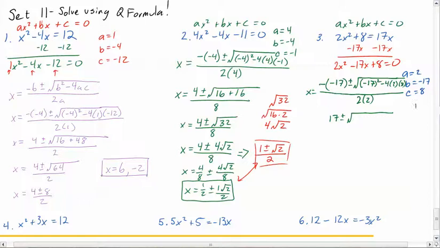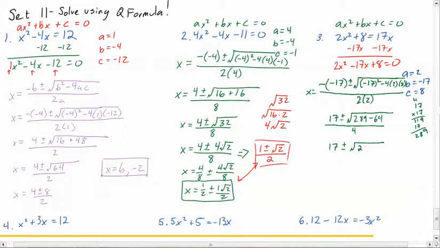Now 17 times 17, I don't know what that is off the top of my head, so we write it down. 7 times 7 is 49, carry the 4. 7 times 1 is 7, plus 4 is 11. And then the 17, 1 times 7 is 7, 1 times 1 is 1. So 9, 8, 2. So 289. And then I've got a negative 4 times 2, which is negative 8. Times 8 is negative 64, all over 4.